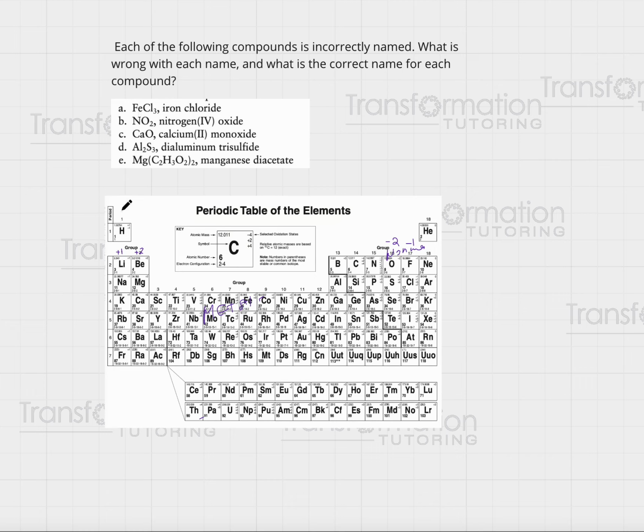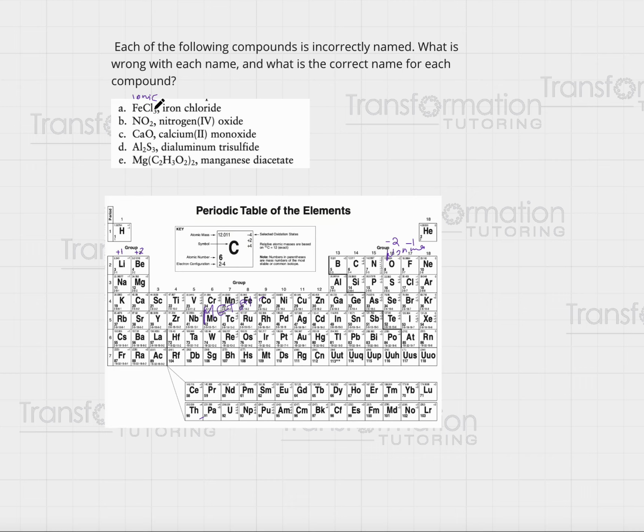Looking at the periodic table, we see a staircase here, and we should know that to the left of the staircase are metals, and to the right are nonmetals. Hydrogen is also a nonmetal, even though it's to the left, so that's an exception. But generally speaking, metals are here, nonmetals here. So Fe, iron, where is that? It's here. It's a metal. Cl is a nonmetal. If we have a metal and a nonmetal, this is an ionic compound.